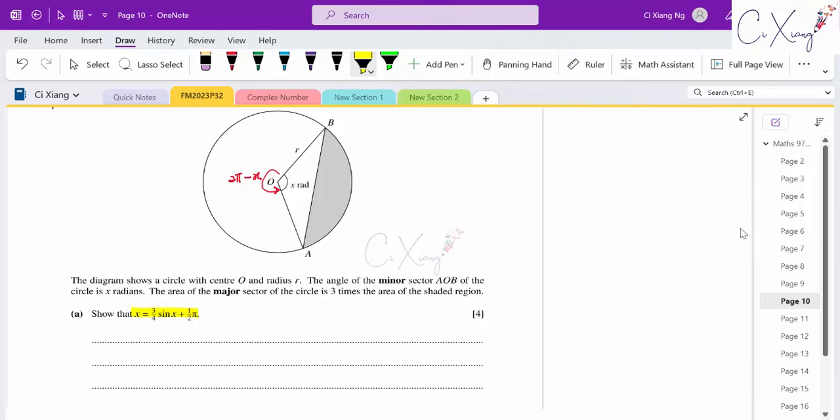Basically we need to look for the information given in the question. So what I can see here is they are giving this one: the area of the major sector is 3 times the area of the shaded region. Okay, we'll start from this information. So area of major sector is equal to 3 times the area of the shaded region.